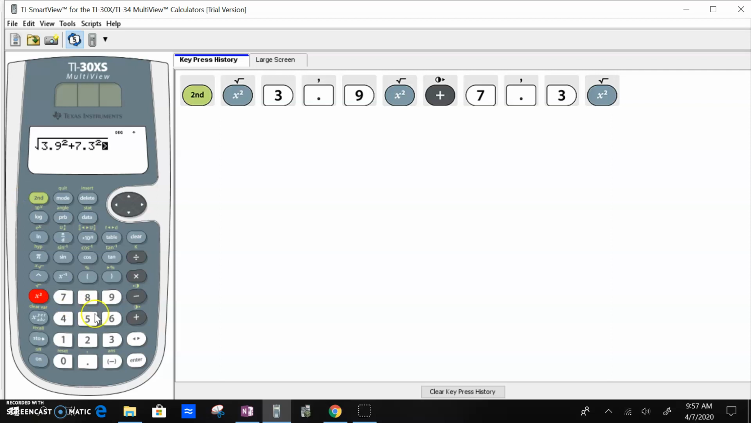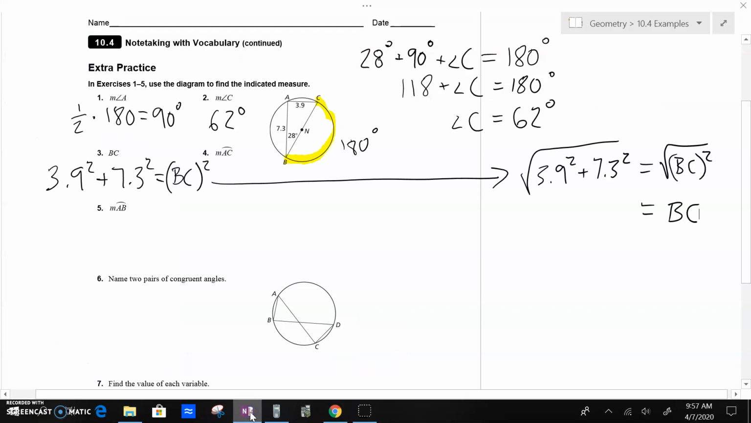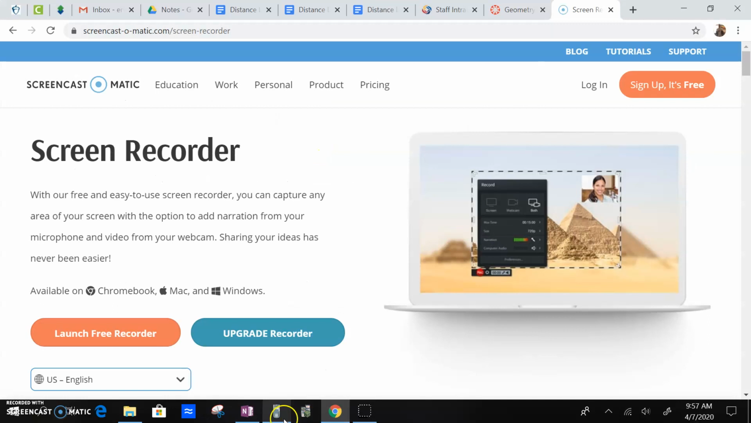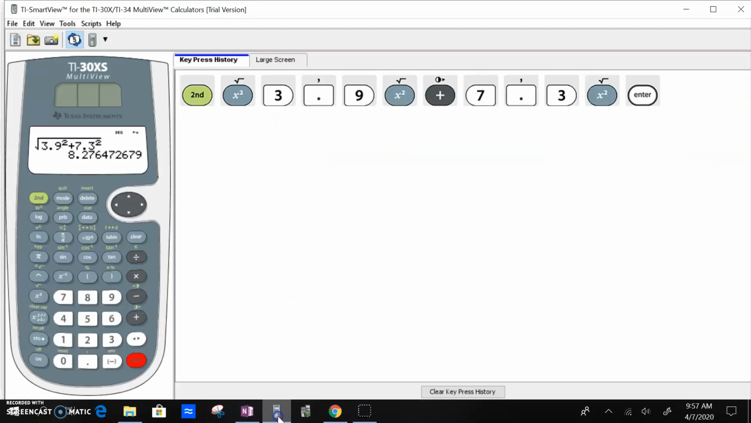We square both of those and hit enter, and since they're under the square root, the calculator does all the work for us. I'm guessing we're going to the nearest tenth, so let's hop back to our notes. It doesn't say what to round to, but we've been going to the nearest tenth, and these two values are both to the nearest tenth, so it seems reasonable to use 8.3. So again, square root of 3.9 squared plus 7.3 squared: squaring both of those, square root over the whole thing, and there's our 8.3 when we round.